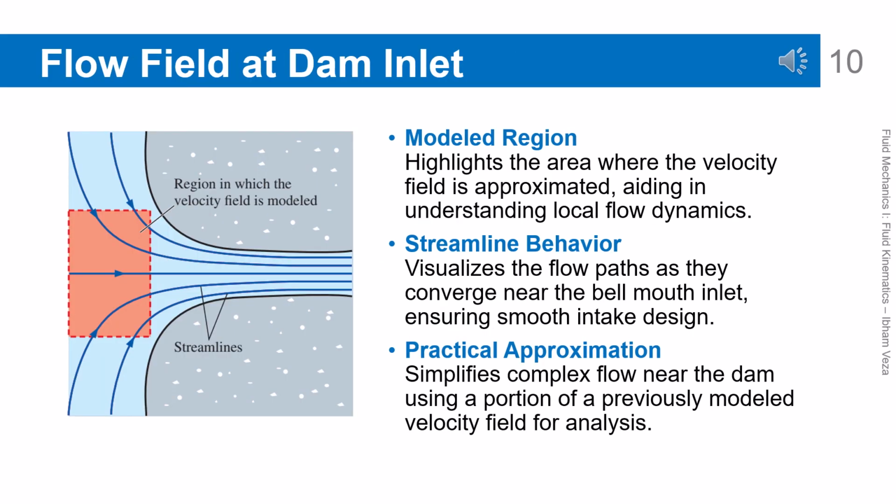Flow field at dam inlet. A specific region of the flow field can be modeled to simplify the analysis of complex flows. Near the dam inlet, streamlines show how the flow converges toward the intake. This approach allows the use of a portion of a previously known velocity field to approximate local flow behavior. In this way, engineering analysis becomes more practical and manageable. This example shows how kinematic models are used in real applications.